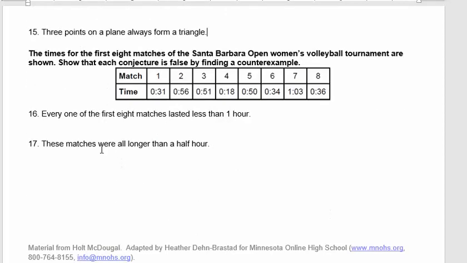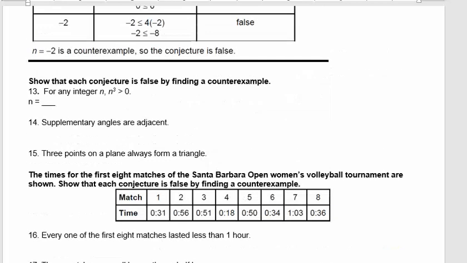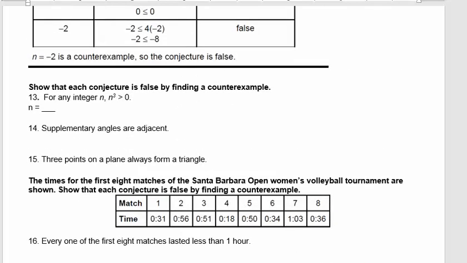For 16 and 17, all you need to do is find a counterexample from the graph. Number 16 says every one of the first 8 matches lasted less than an hour. You just need to go up here and find one that lasted more than an hour, and that's your counterexample. So it's much easier to prove a conjecture false than it is to prove a conjecture true, and you're not asked to prove them true yet. These will be false.